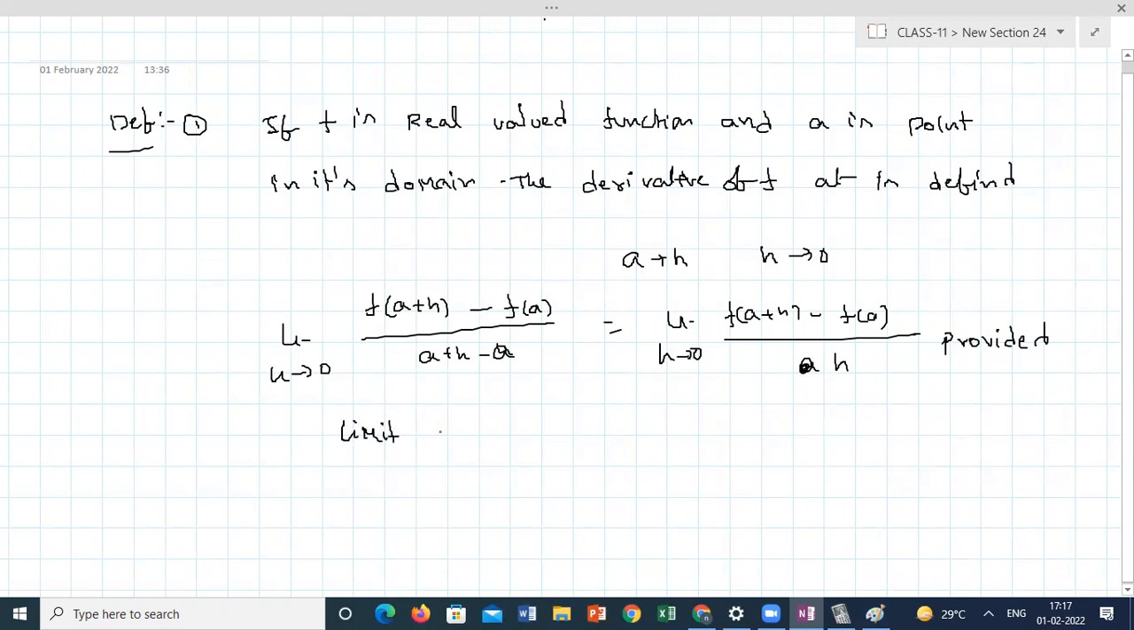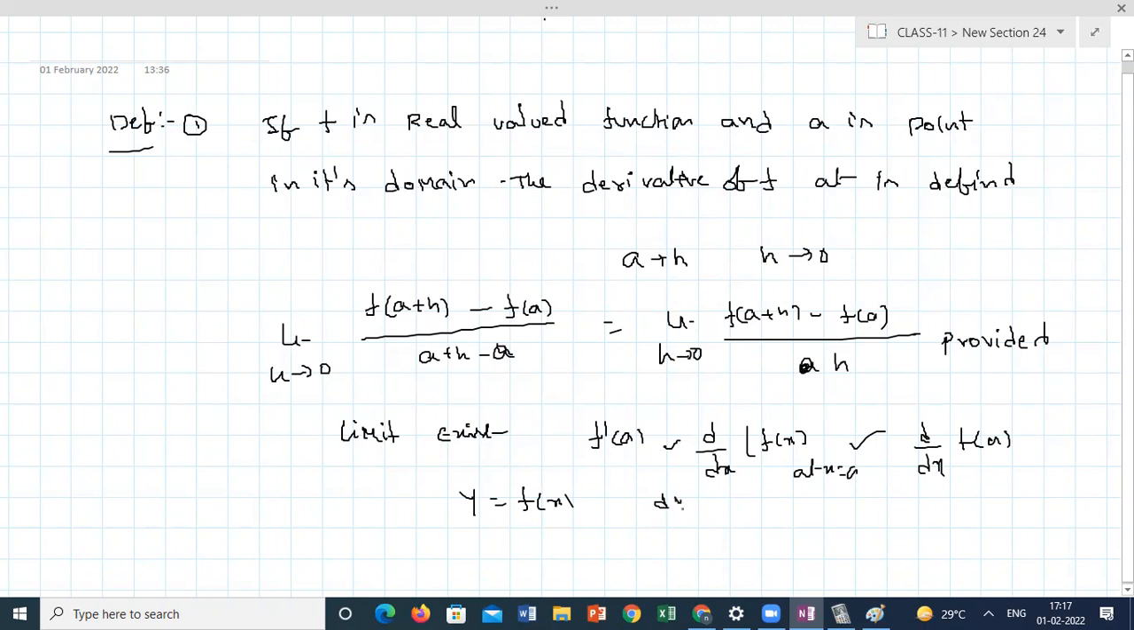You know what the condition for the limit's existence is? Left hand limit and right hand limit must be equal. Then only can the differentiation exist. The derivative of f of x is denoted by f dash a, or d by dx of f of x at x is equal to a, or d by dx of f of a. Anything is the same. Or if I represent y is equal to f of x, dy by dx at x is equal to a. If I am not mentioning this, you are just doing the differentiation for any point.